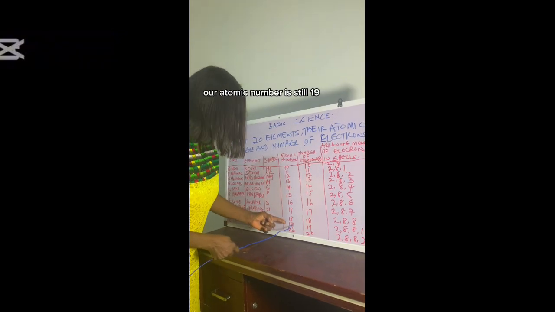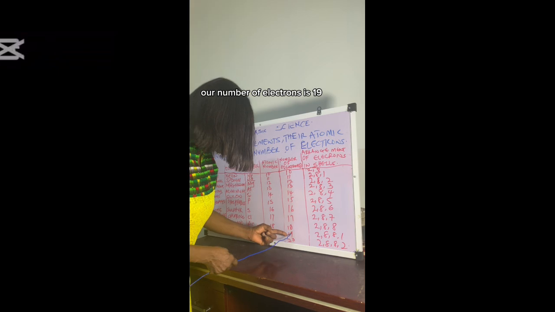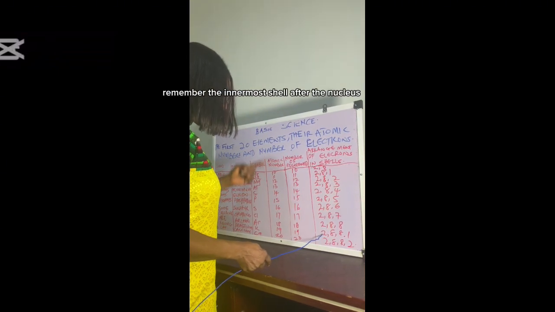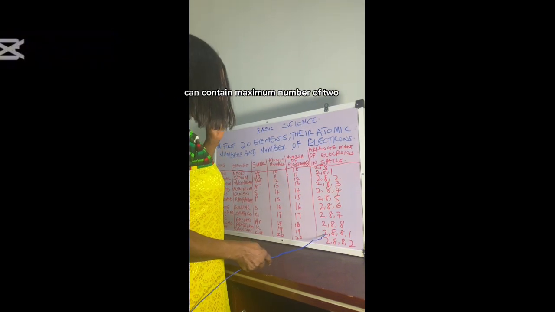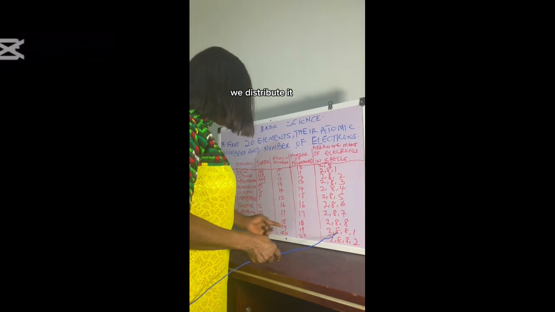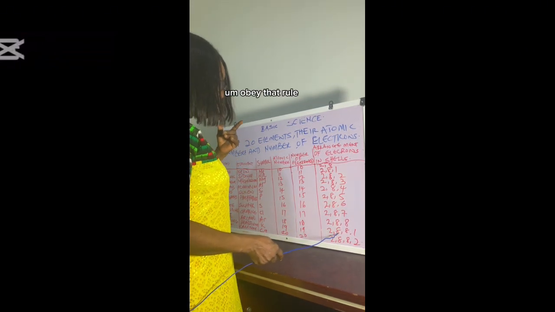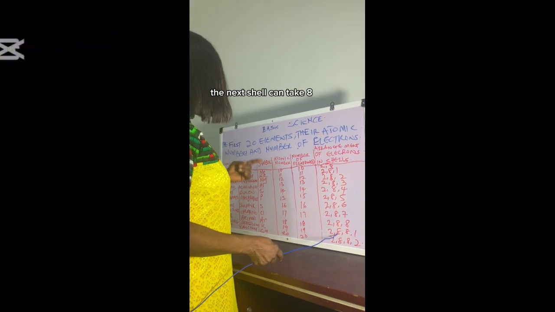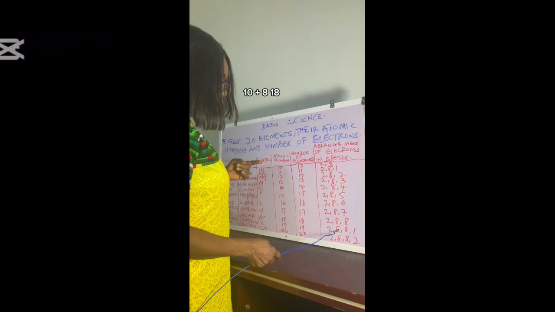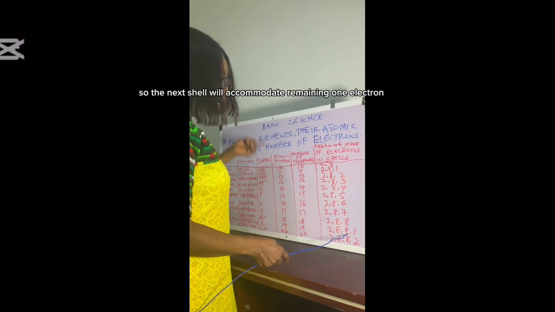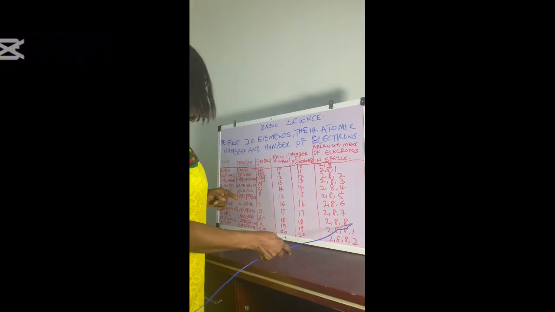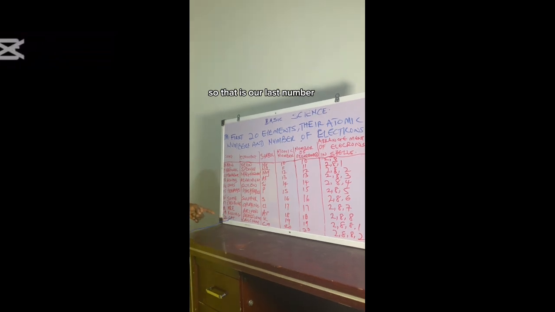Our atomic number is still 19. Our number of electrons is 19. Then the electronic configuration: remember, the innermost shell after the nucleus can contain a maximum of 2. The next shell can contain 8. We are going to number 19, so we distribute obeying that rule. The shell that follows it can take a maximum of 8. 2 plus 8 is 10, 10 plus 8 is 18, and we are going to 19. So the next shell will accommodate the remaining 1 electron.